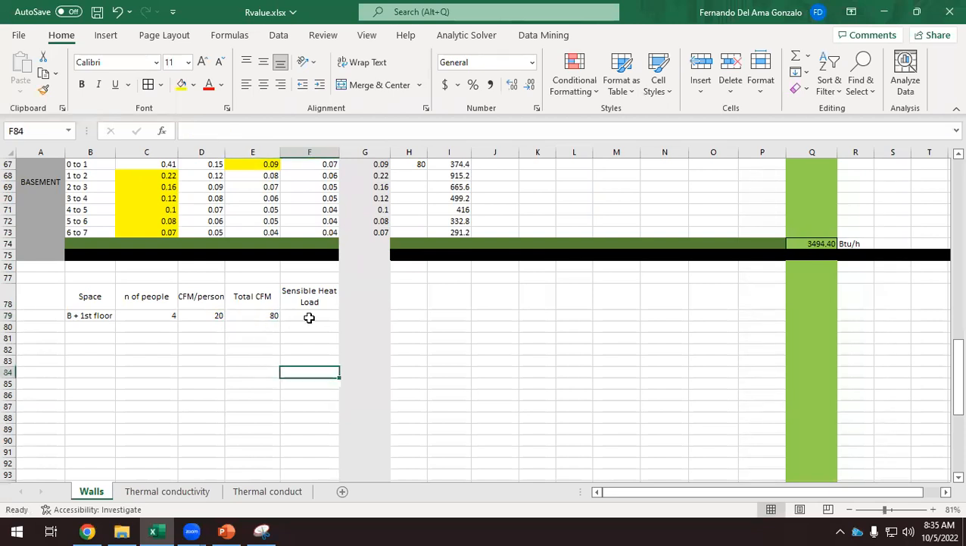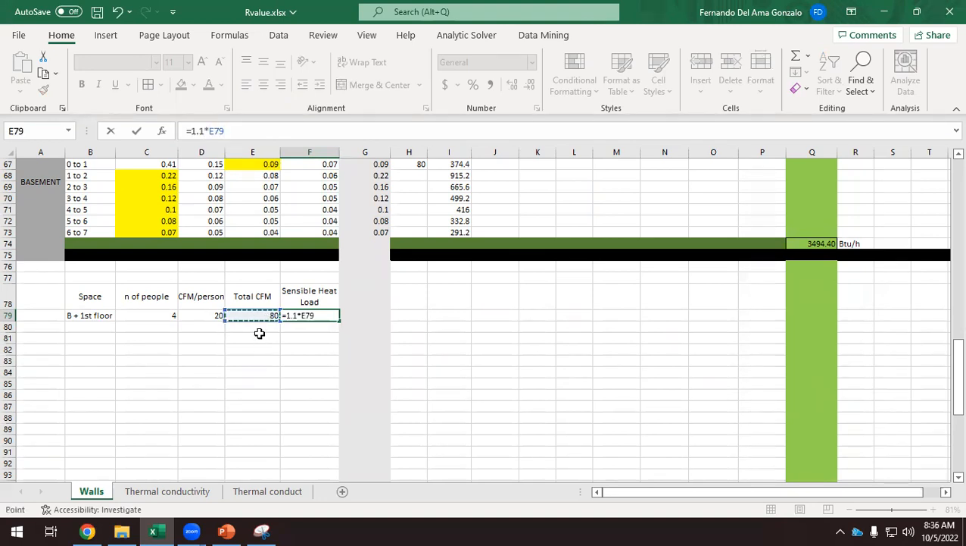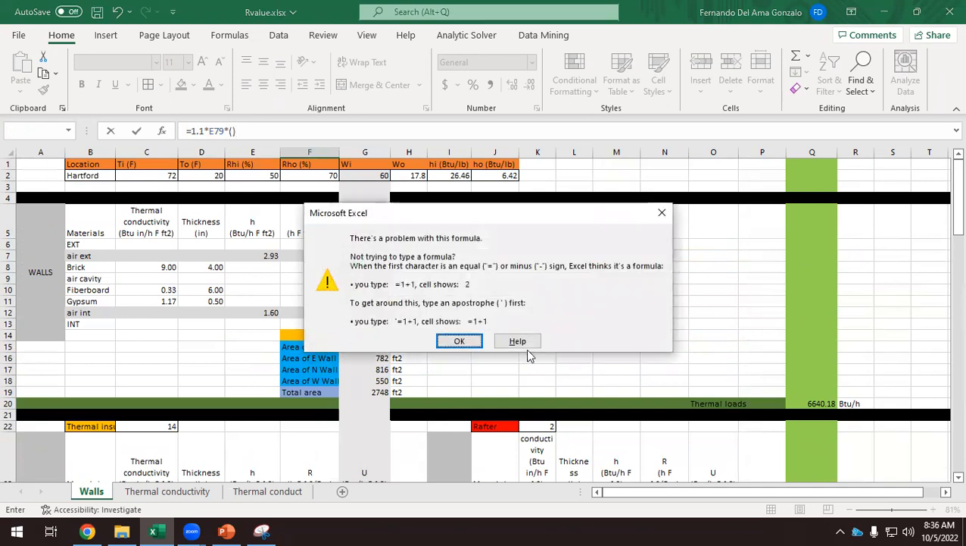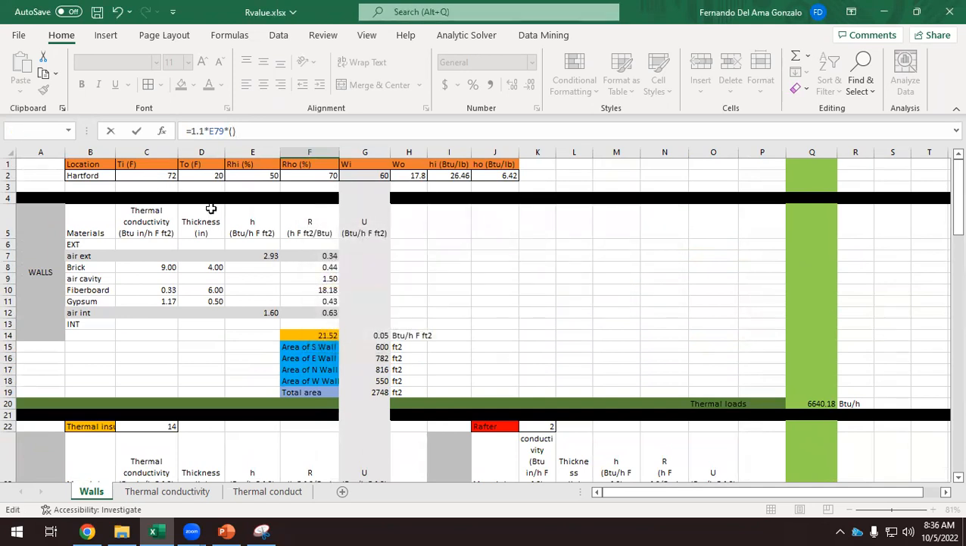Okay. And finally, what is the sensible heat load? The sensible heat load is 1.1 times the total CFM of that space times, and now I have to type here, indoor minus outdoor temperature. So what's the indoor temperature? This one, times this one minus outdoor temperature.